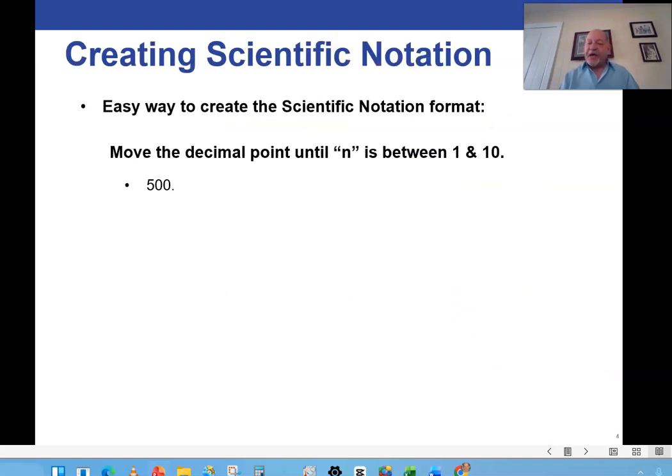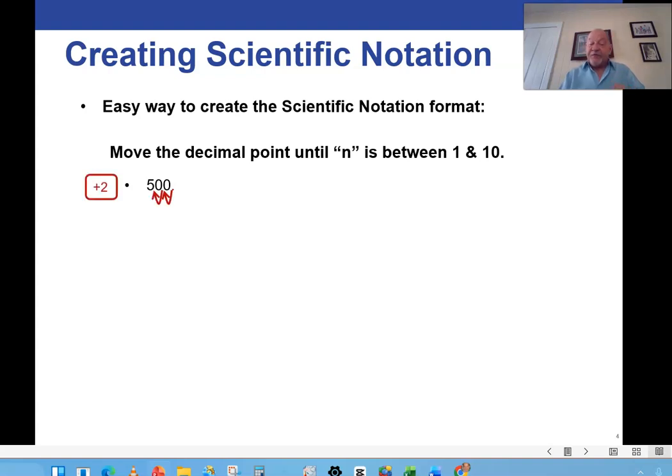So let's look at creating scientific notation values from decimal values. Pretty easy to create scientific notation format if you start with a decimal format. All you're doing is moving the decimal point from where it used to be to a new position that makes whatever your number is look like it's between 1 and 9.99999. So here we have 500, and you might have the decimal point written, you might not. You have to write it, remind yourself where it is, and then just start moving it.